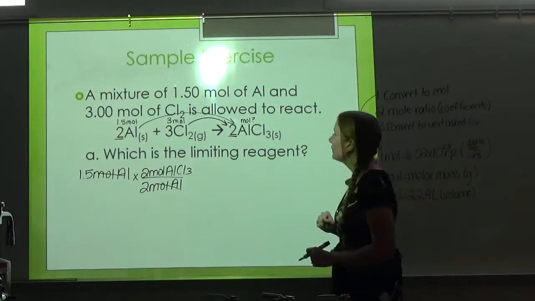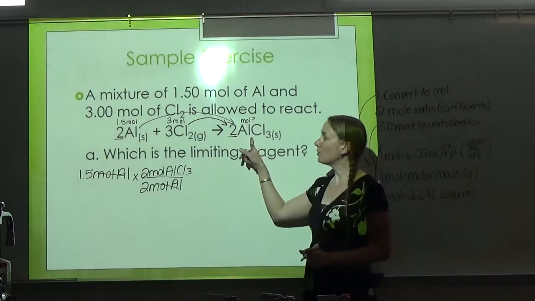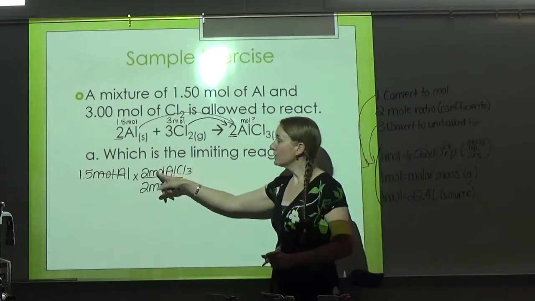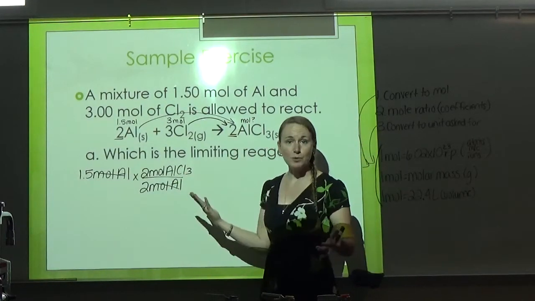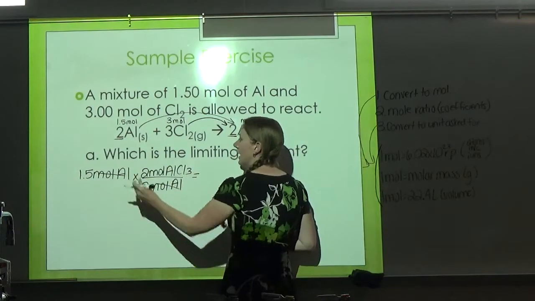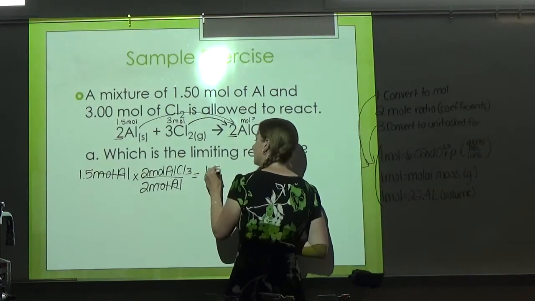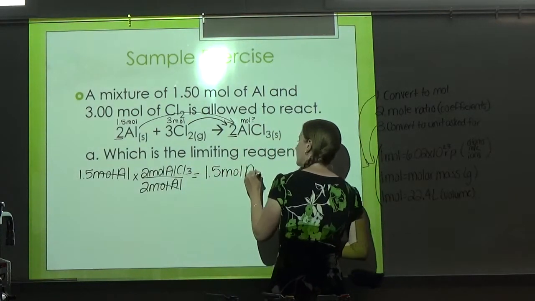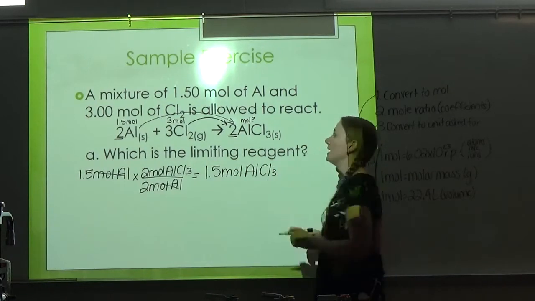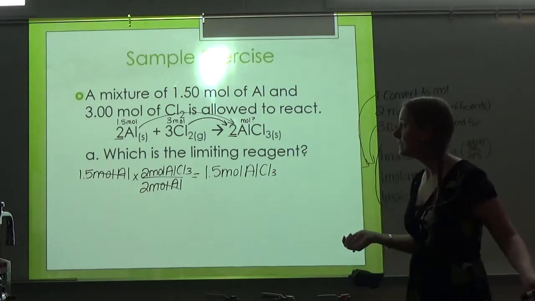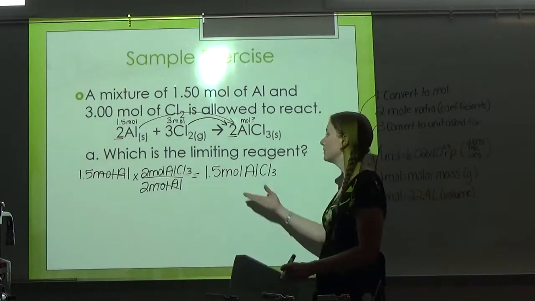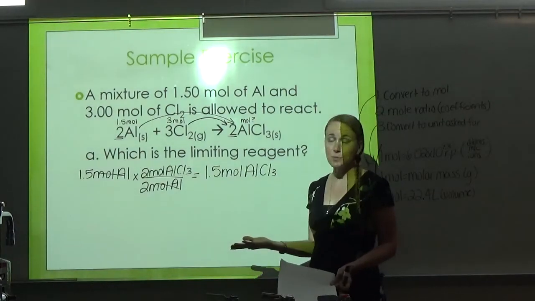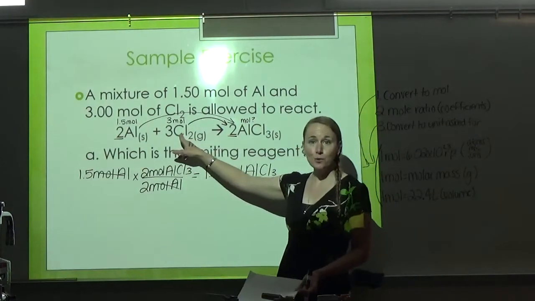Step 3 is to convert to unit asked for. Well, it asked me for moles of aluminum chloride. Well, if you look, I already have moles of aluminum chloride, so I'm done. I multiply and divide, which clearly gives me 1.5 moles of aluminum chloride. Now, I don't know if aluminum is the limiting reagent or if aluminum chloride is how much I'm going to create at this point, because I still have to check with my chlorine.